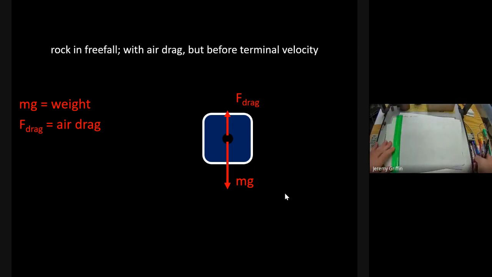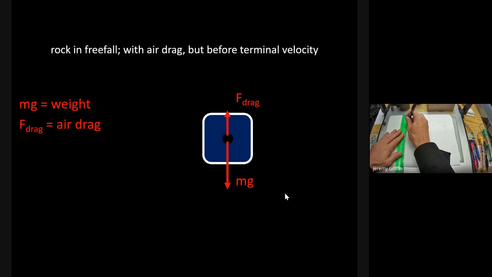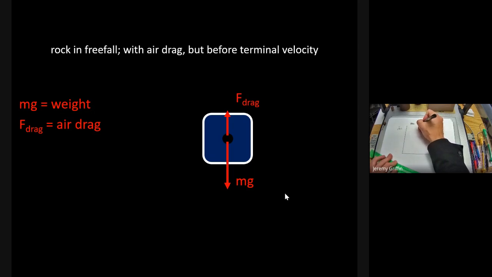I think Eddie was asking about this a few weeks back. What happens when you bring in drag force? So let's do that. Let's make a velocity versus time graph. Velocity in meters per second versus time in seconds. Say we drop a rock off a cliff edge. Okay, so we're watching that rock fall all the way down.